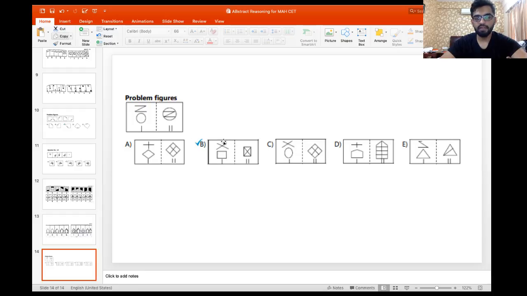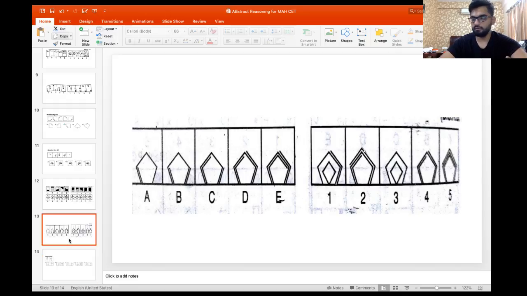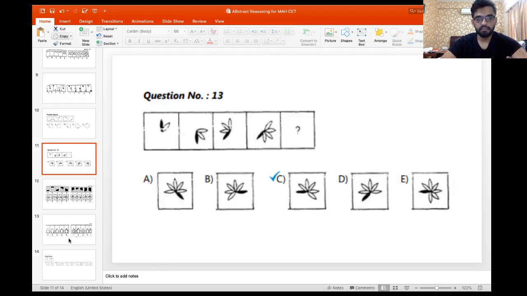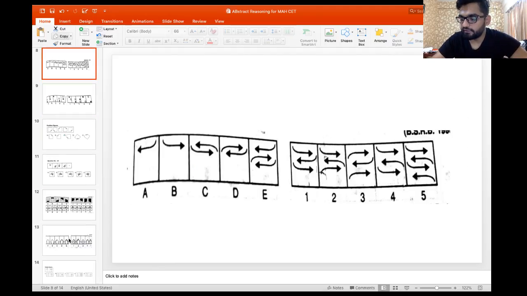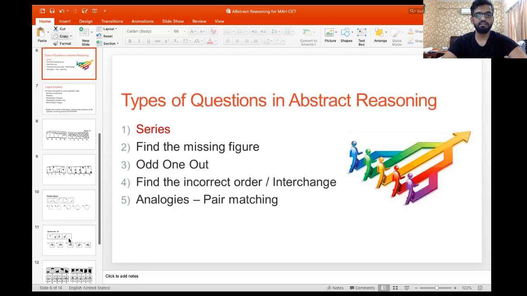What is happening is x is inscribing inside the square. No other change is happening. Therefore, B is my answer. Okay, guys, this is what I could discuss in this short span of 30 minutes. I hope you enjoyed the session.